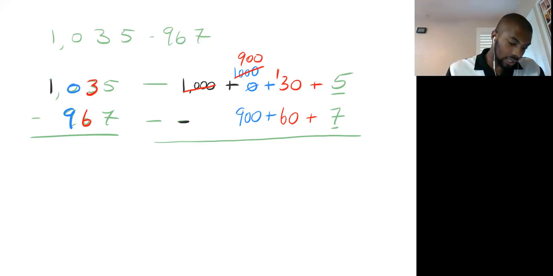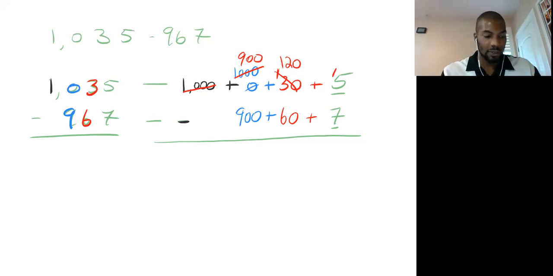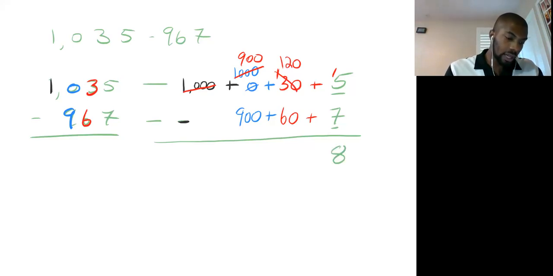I'm going to borrow 10 from that. That's going to leave me with 120. And I'm going to transfer that 10 over to the 5. 10 plus 5 is 15. So now I've got 15 minus 7, which is 8. I've got 120 minus 60, which is still 60. I've got 900 minus 900, which is 0.